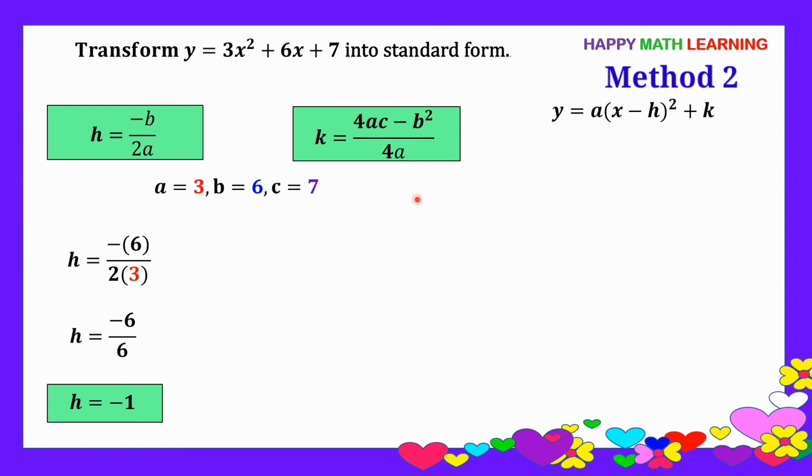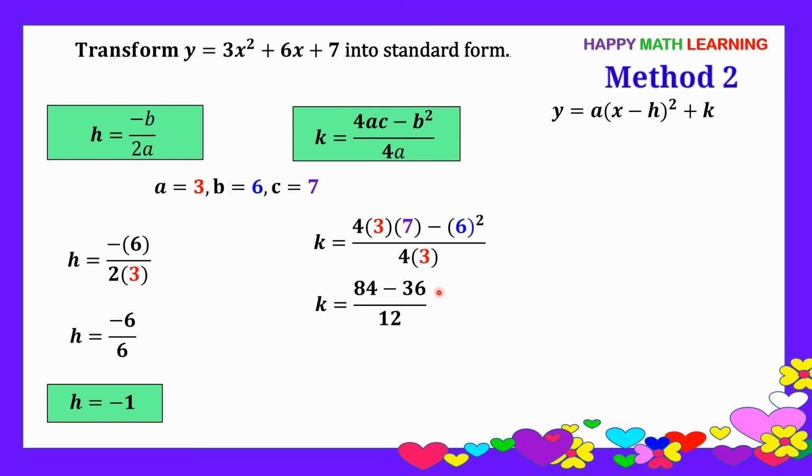Next, k. k equals 4ac minus b squared over 4a. Substitute the value of a, b, c to this formula. We get 4 times 3 times 7 minus 6 squared over 4 times 3. 4 times 3 times 7 equals 84. Bring down negative. 6 times 6 equals positive 36. Next, 4 times 3 equals 12. 84 minus 36 equals 48. Bring down 12. 48 divided by 12 equals 4. The value of k equals 4.